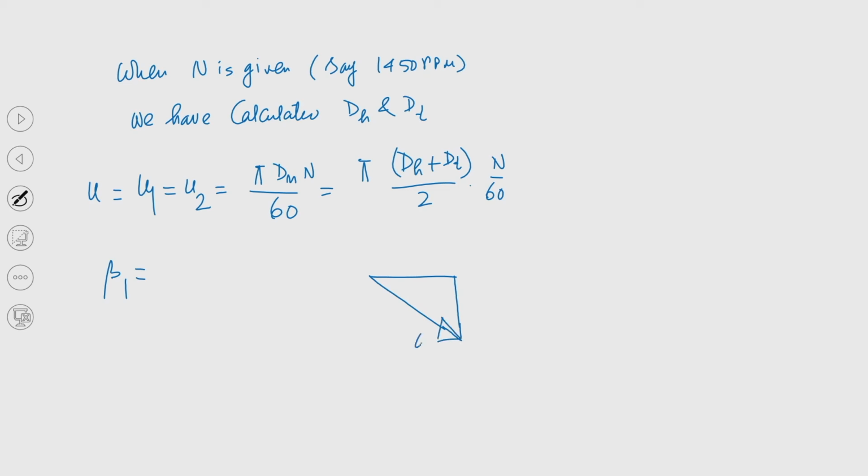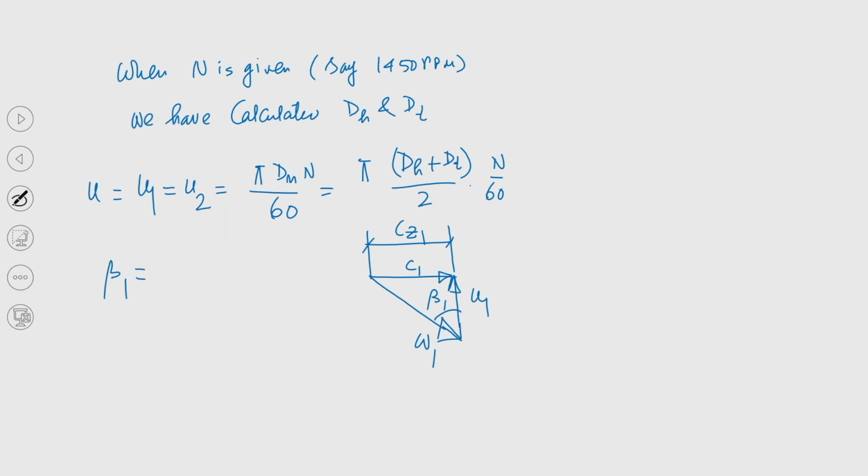So, this is W1, this is U1, this is C1 and this is Cz1. This angle is beta 1, right. So, this is the beta 1, I can erase this part, otherwise it will be confusing.